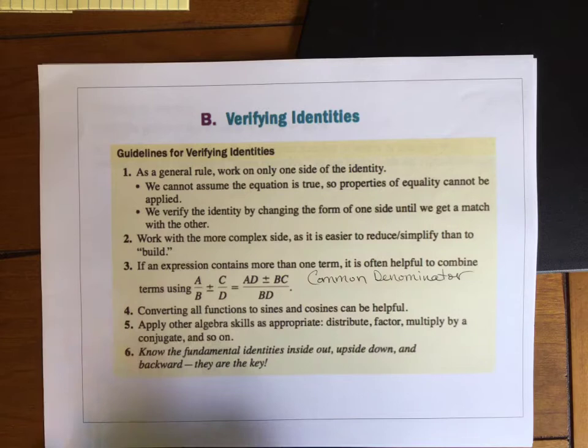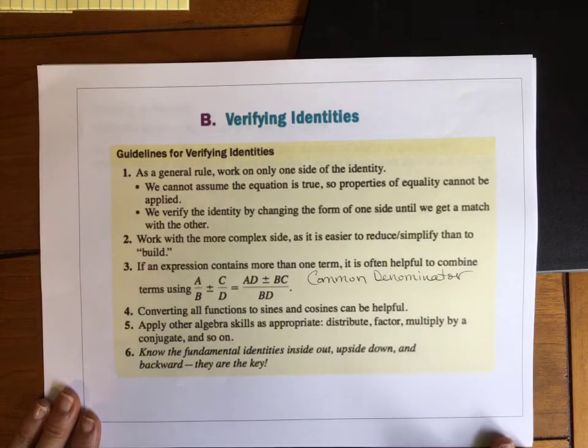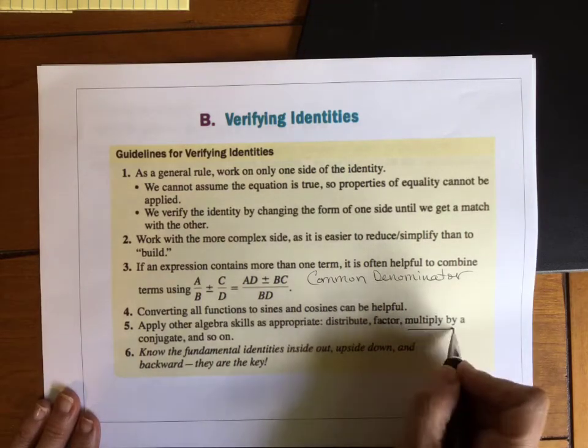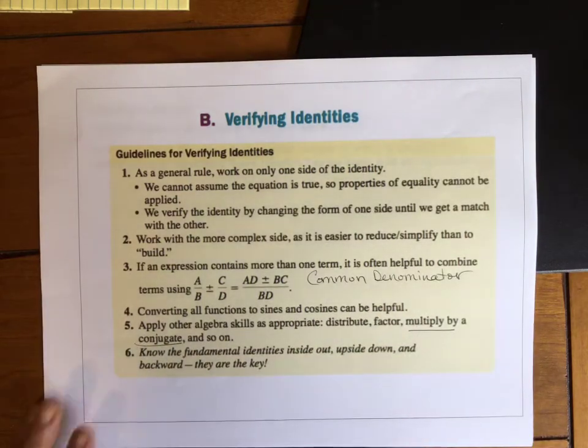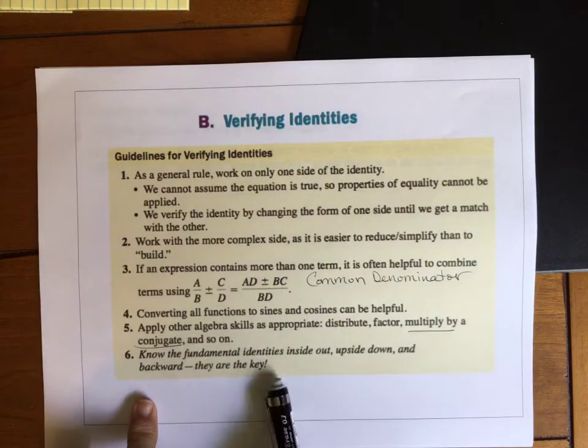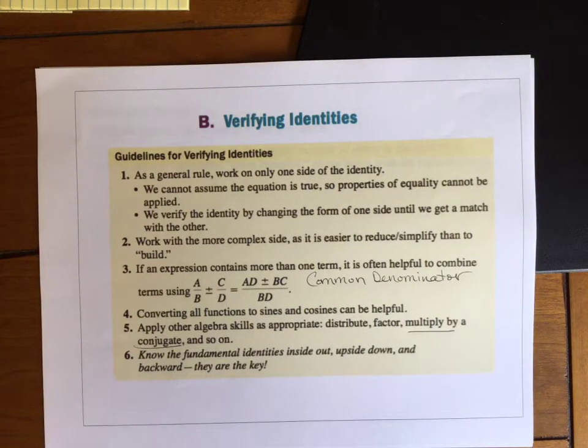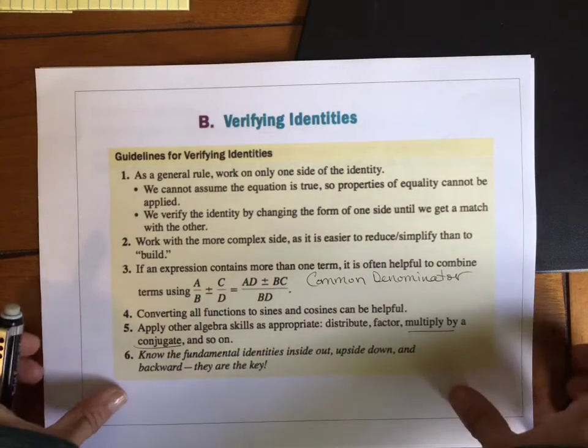And step four is converting all functions to sines and cosines. And then general algebra skills, thinking about, do we need to distribute? Do we need to factor out? We're going to be looking at multiplying by a conjugate this time. And then knowing all your Pythagorean identities inside out, upside down, and backwards. Those are your keys.